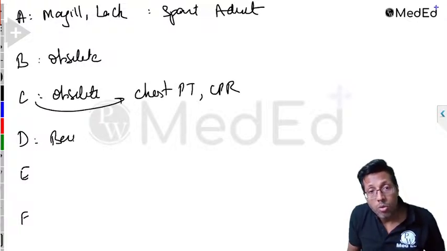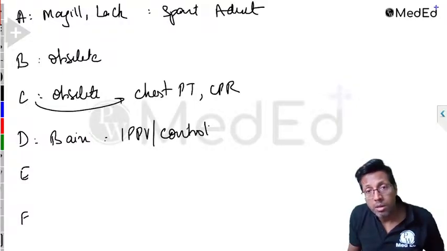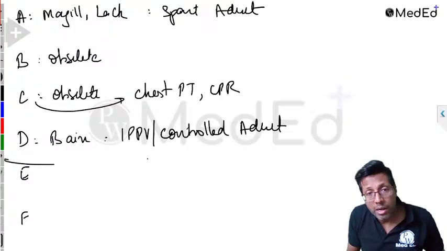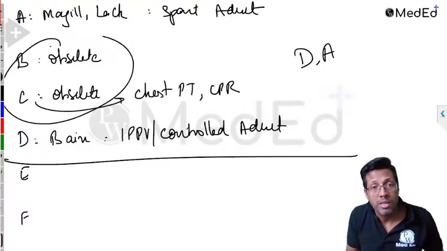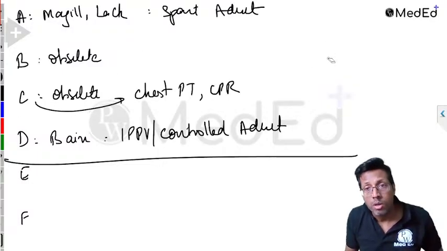Mapleson D is called the Bain circuit. This is used for IPPV or controlled ventilation in adults. So remember, for adults, D and A are the only two circuits that they'll ask you, because B and C are obsolete. Okay, they won't ask you, right? So A and D is what you need to know.